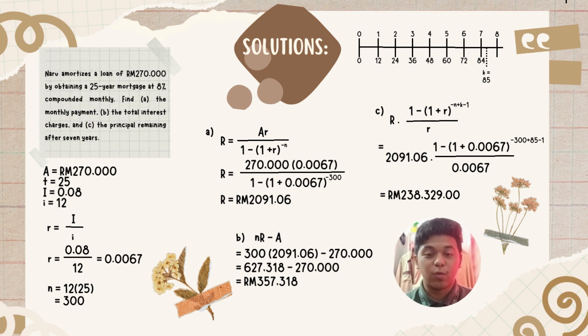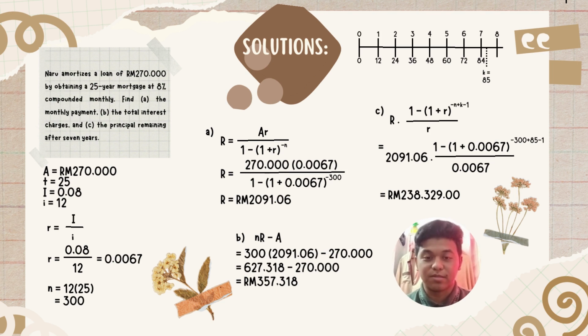First of all, we need to identify the information given in the question. So we can conclude that A equals 270,000 ringgit, t equals 25, I equals 0.08, and m equals 12. Next, we need to find the rate, which is I divided by m. This means that 0.08 divided by 12 equals 0.0067. Also, the total n, which is 12 multiplied by 25, equals 300.